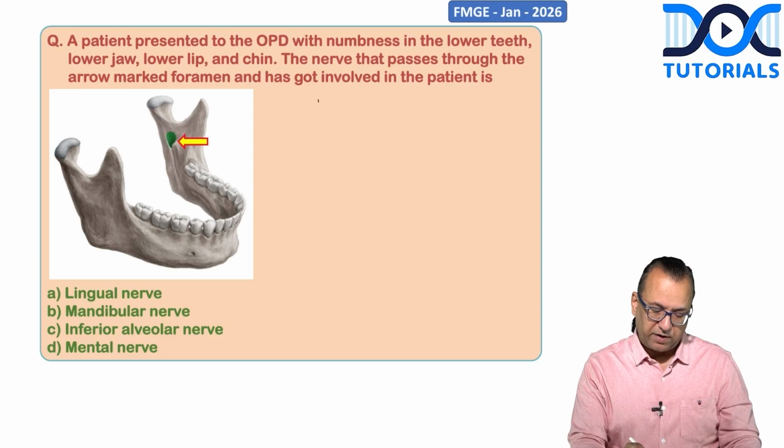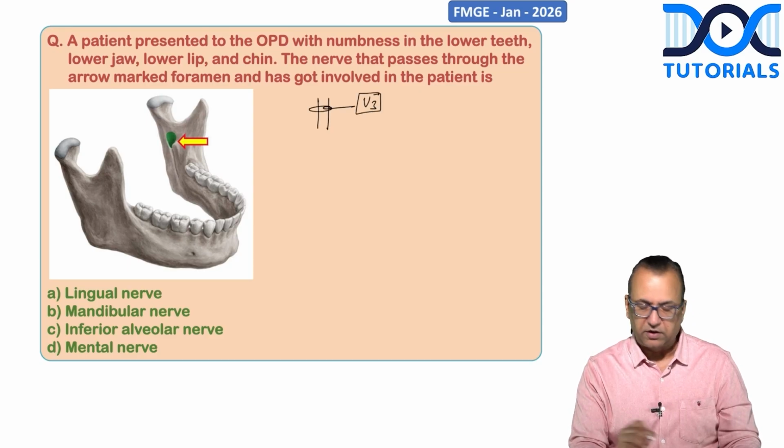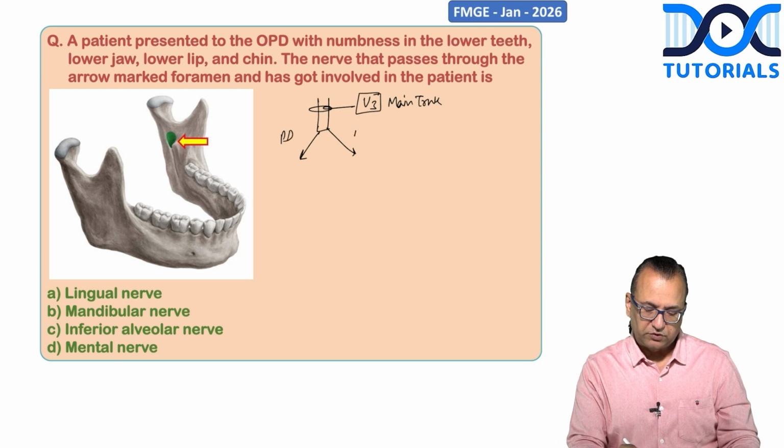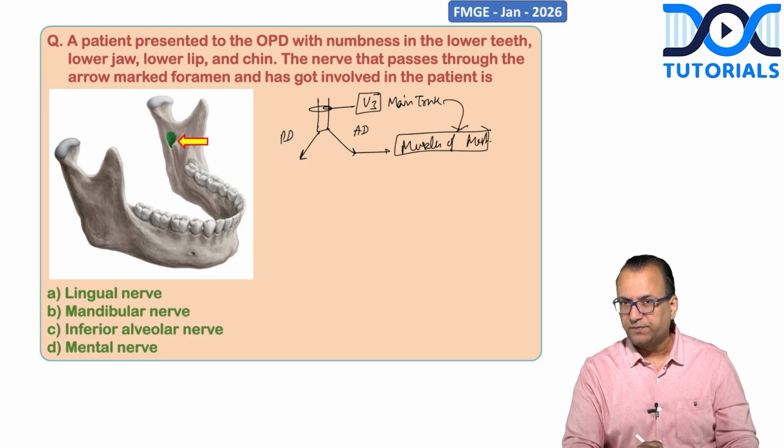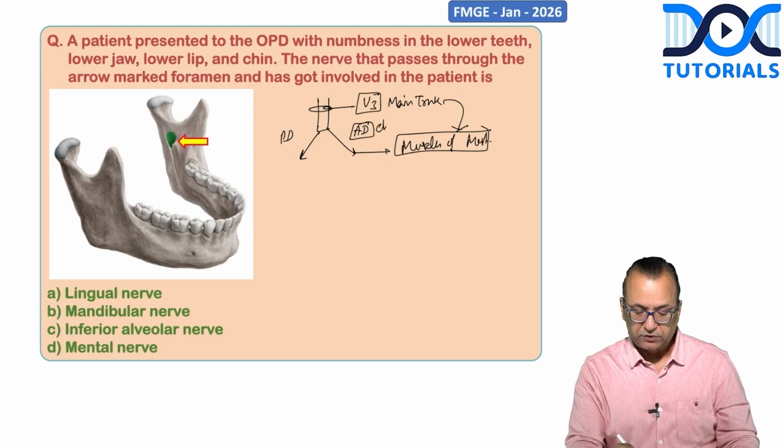We have to understand that the mandibular nerve will come. Say this is the mandibular nerve or V3, the third division of the trigeminal, the main trunk. As the main trunk comes, it will give an anterior division and a posterior division. The anterior division basically supplies the muscles of mastication, and some branches are already given by the main trunk also. But the anterior division is chiefly motor. It is the posterior division which is chiefly sensory.